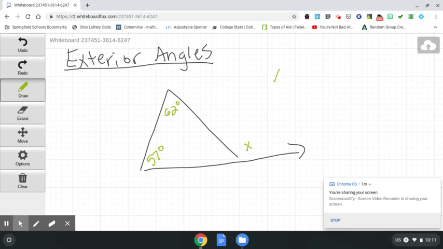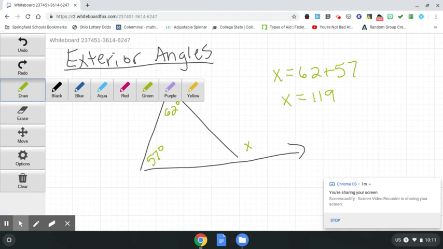So the easiest way to do this, the quickest way, is to simply know and apply that theorem: x equals 62 plus 57, because those are its two remote interior angles. And if we clean that up, 60 plus 50 is 110, 2 plus 7 is 9, so 110 plus 9 is 119. There is another way to look at this, though, and that's using the triangle angle sum theorem.